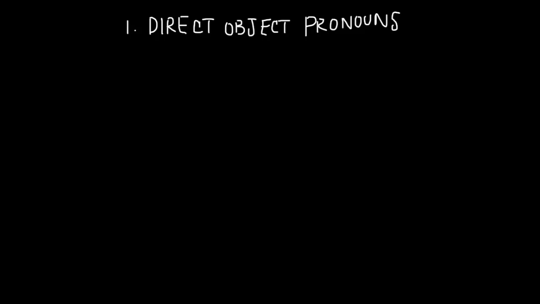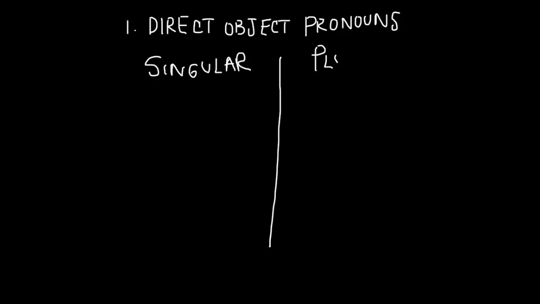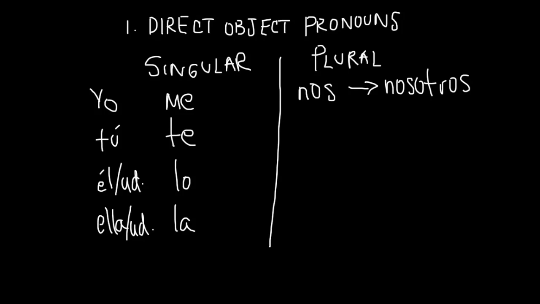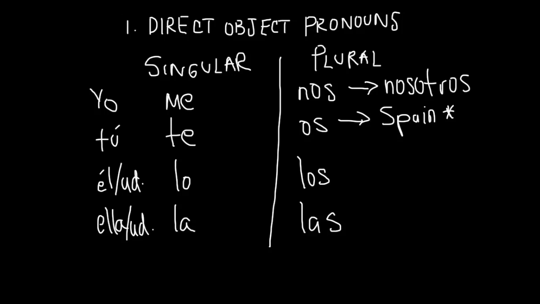In both English and Spanish we have singular and plural object pronouns. In the form of yo, it would be me, tú, te, él or usted, lo, ella or usted, la. Nos, for nosotros. Os, for vosotros in Spain only. Los, ellos, and las, ellas.